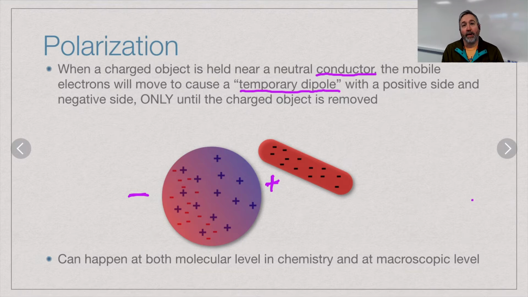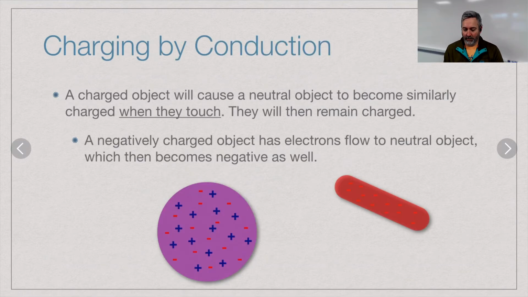Now, if this rod were positively charged, the electrons would be pulled towards the right-hand side of the ball. And so we'd have the opposite effect, with the left-hand side being positively charged and the right-hand side being negatively charged. But that's a temporary thing. As soon as that rod moves away, the electrons redistribute, and it's still neutral. The overall charge on that ball was neutral, but it had a positive side and a negative side for a time period.